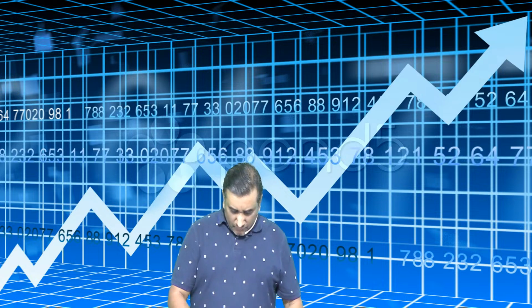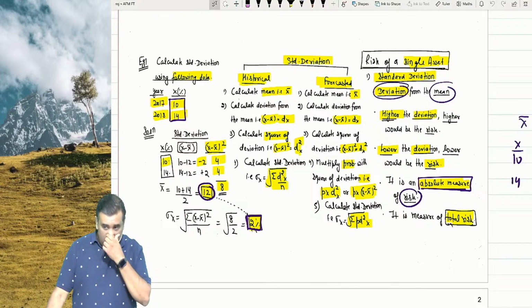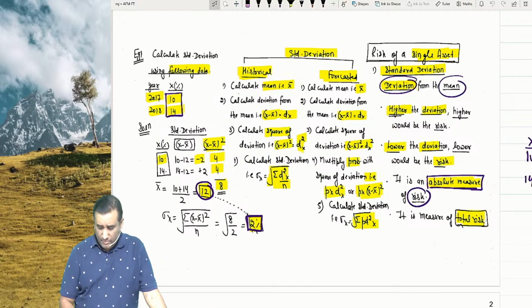Maybe I would not have covered this in the slides. When we speak about this term here, risk of a single asset, the standard deviation formula you know, let me just quickly discuss from here. You will not have that slide, don't worry. I'll just discuss from here.